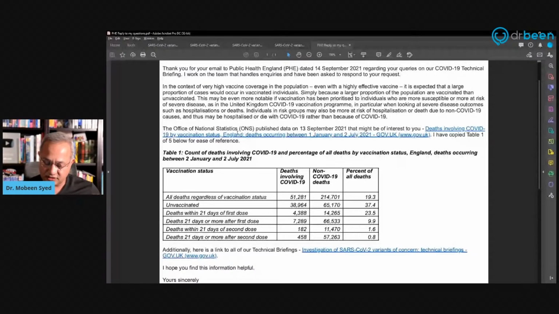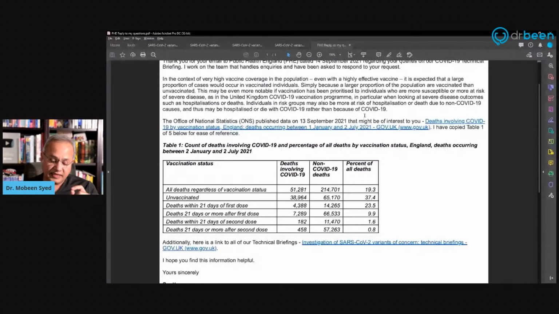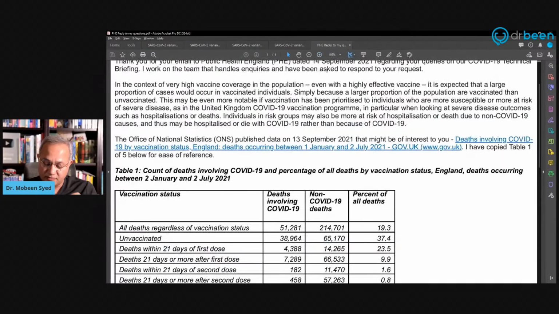So anyways, public health, then Scott sent me to this data. And let me just show you a couple of things here. One is in this paragraph at the top. They're saying, in the context of very high vaccine coverage in the population, even with a highly effective vaccine, it is expected that a large proportion of cases would occur in vaccinated individuals.